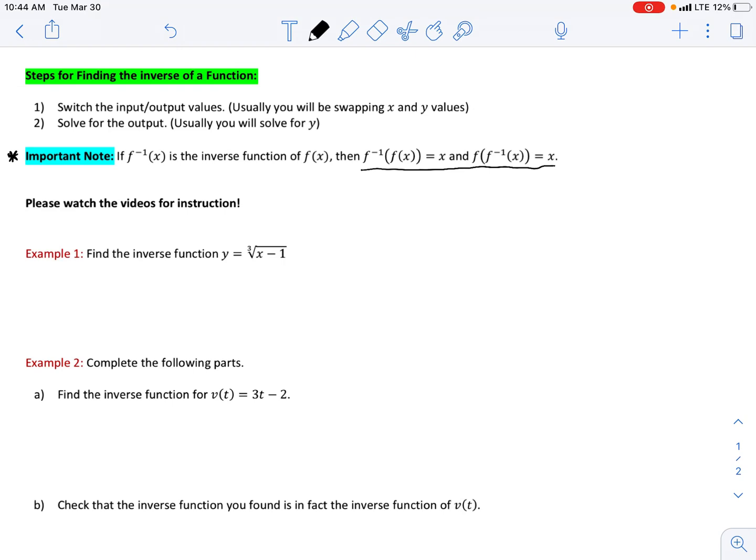Later on, we'll want to know these properties when we're talking about logs and exponential functions, because they're inverses of one another.